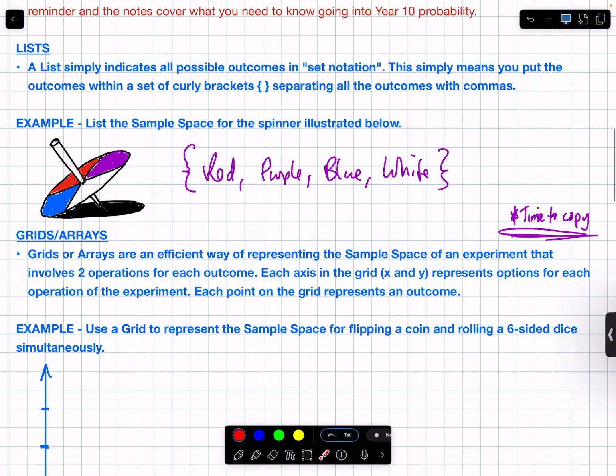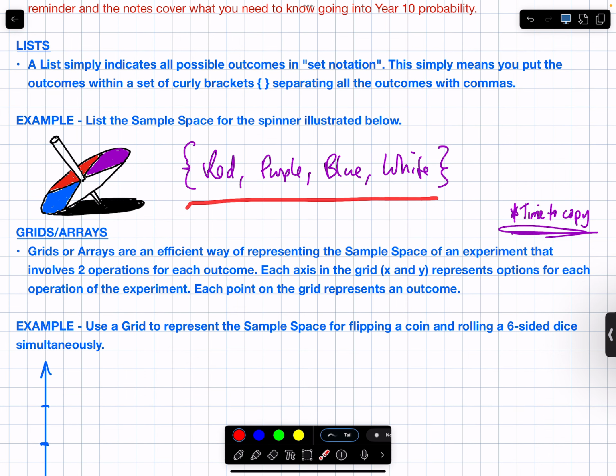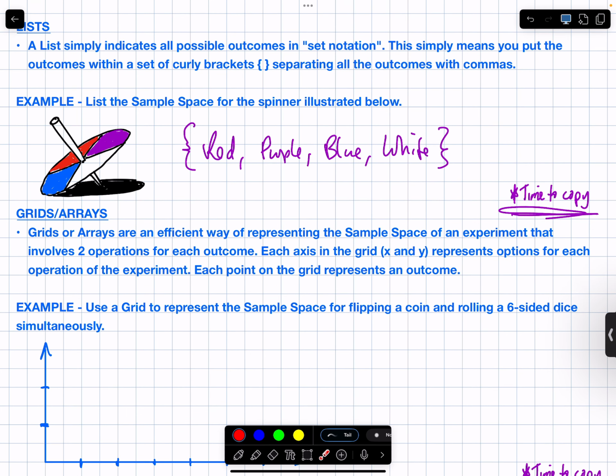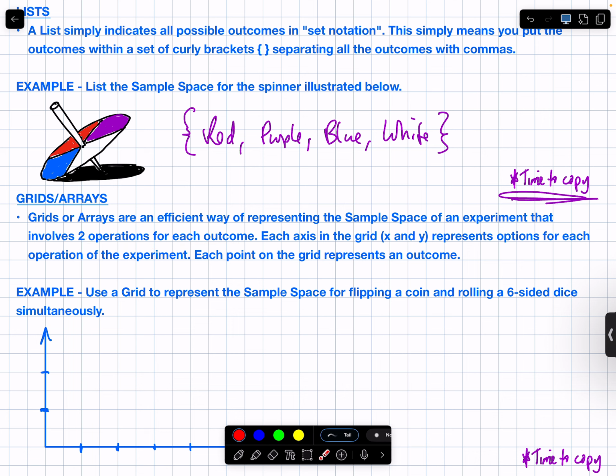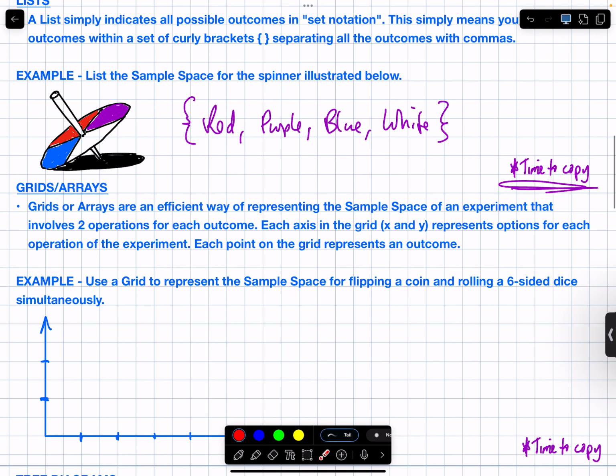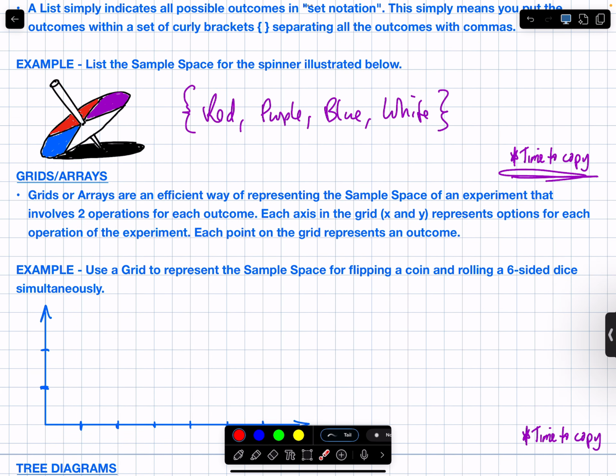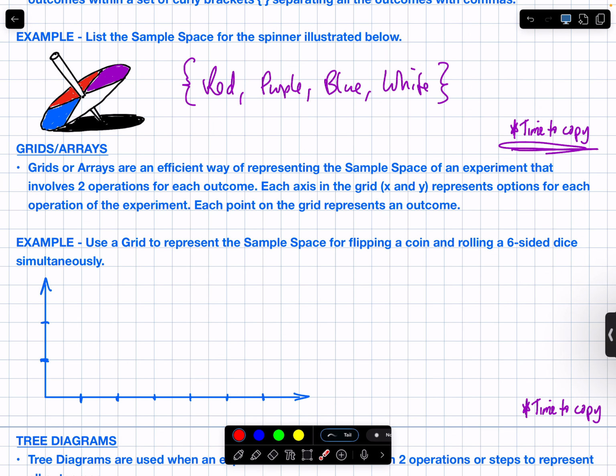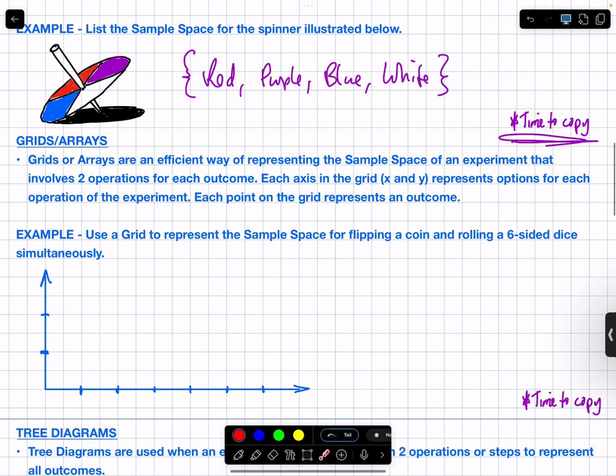All right, that is the first way of representing sample space. The second is a grid or an array. Grids or arrays are an efficient way of representing the sample space of an experiment, but that involves two operations for each outcome. Each axis in the grid represents options for each operation in the experiment. Each point on the grid represents an outcome.